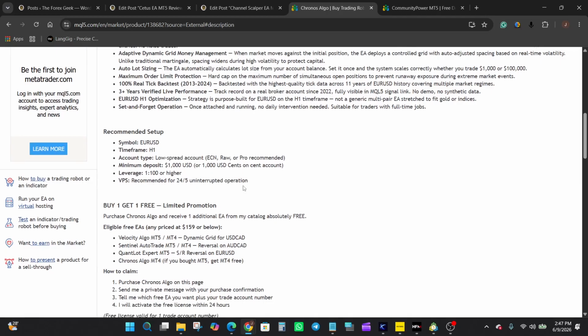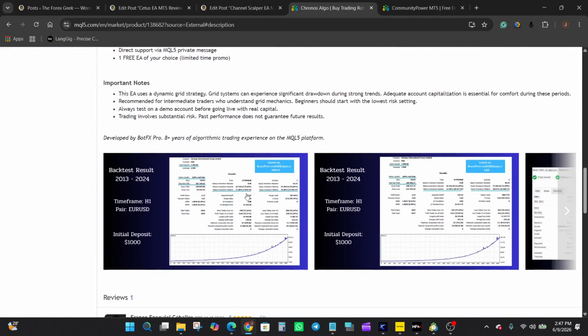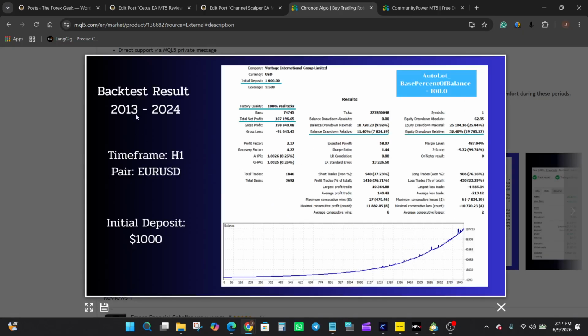Now, transitioning into the backtest section, let us first of all look at the backtest results shown here. 2013 to 2034 time frame, H1, EURUSD, initial deposit $1,000, total net profit 107,196.65, total trades 1,846. Short trades were 940 with 77.23% win rate. Long trades were 906 with 76.16% win rate. The largest profit was 10,364.88. Largest loss was 4,585.34. And then the average profit is 140.42 and the average loss is 213.12.